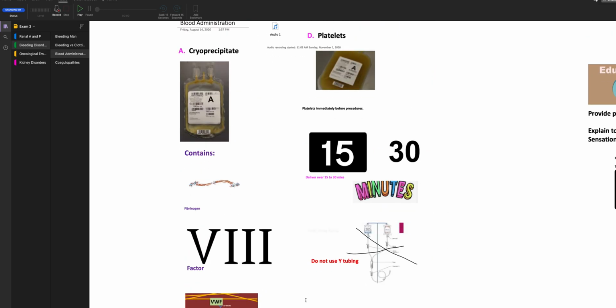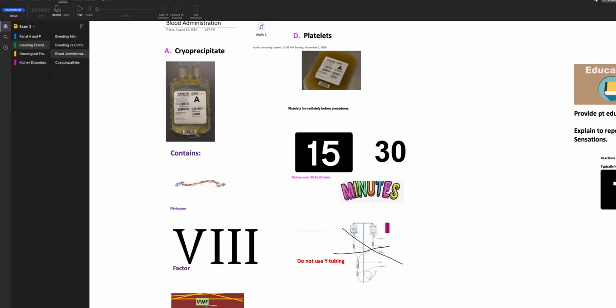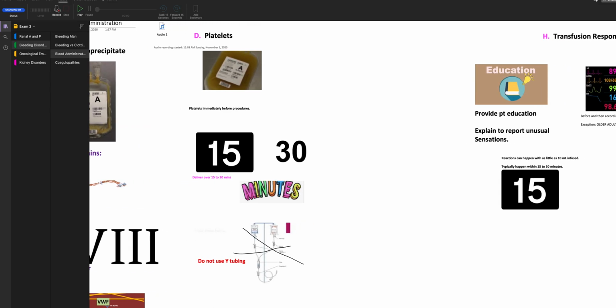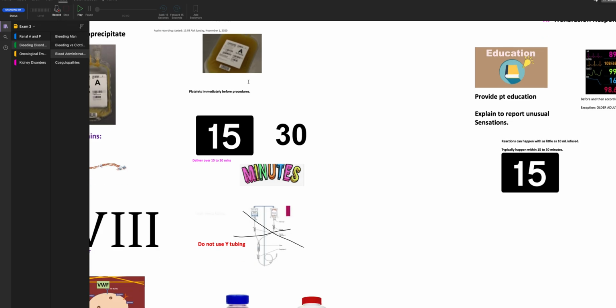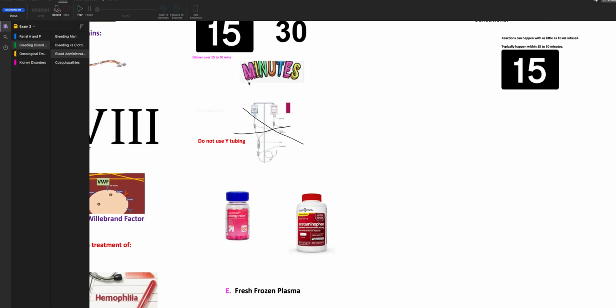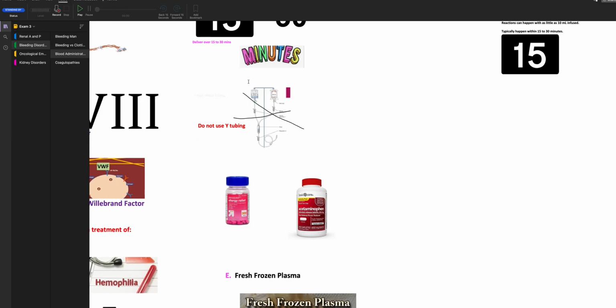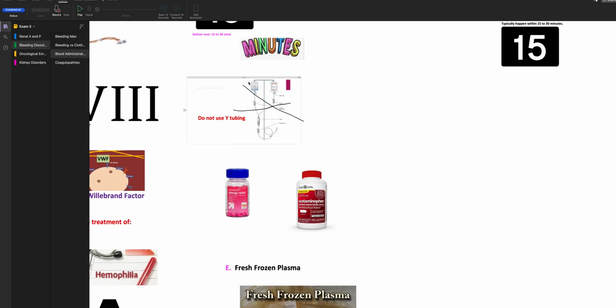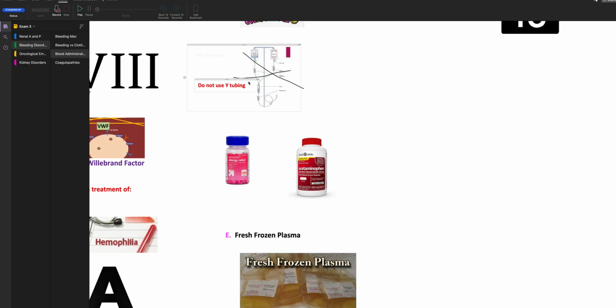All right, platelets. I kind of already talked about this. So you don't give this with your typical Y tubing. It comes with its own tubing when you pick it up from the blood bank. And these go in really quickly, so you deliver it over 15 to 30 minutes. They can get acetaminophen and Benadryl beforehand. Any of the blood transfusions can actually.